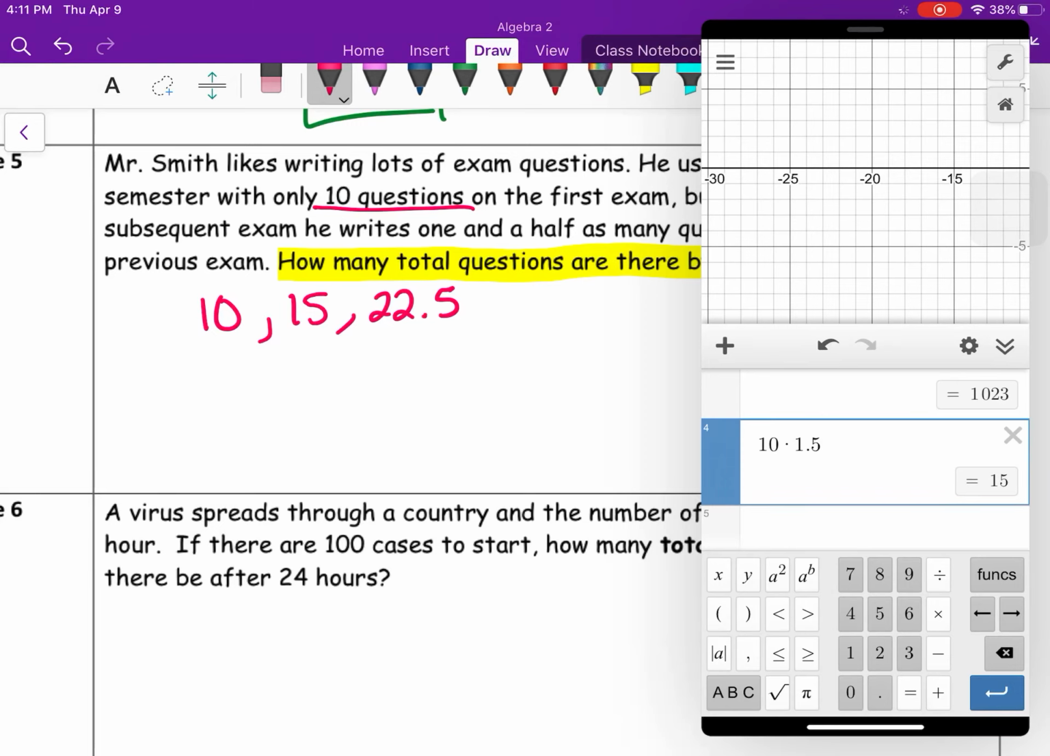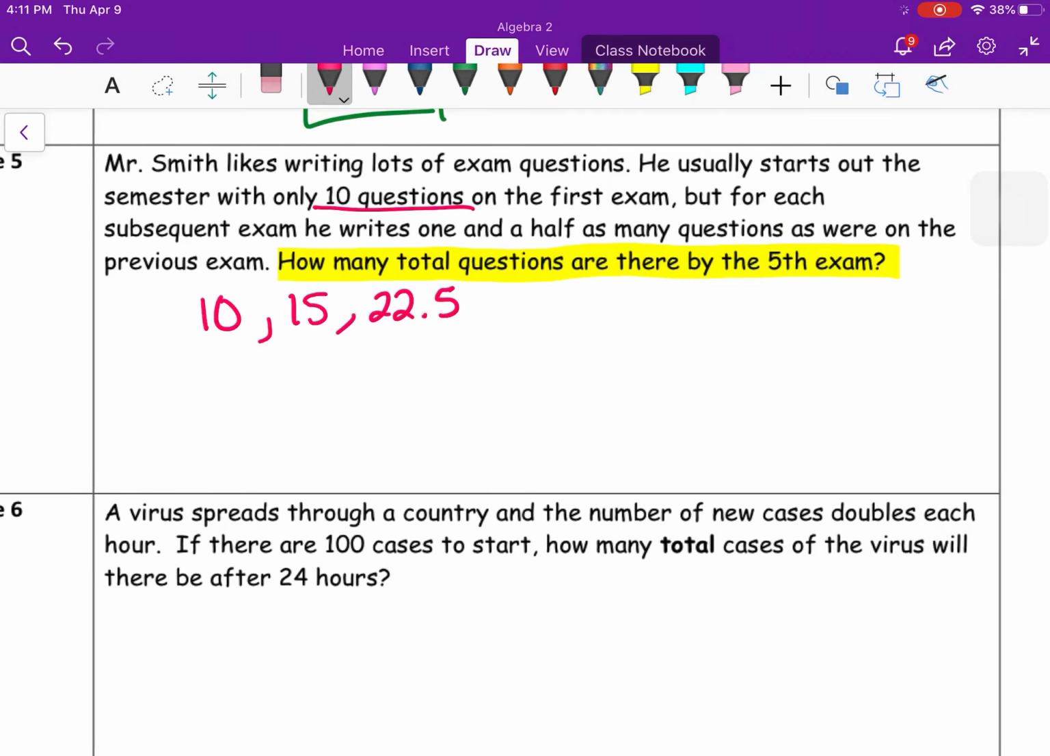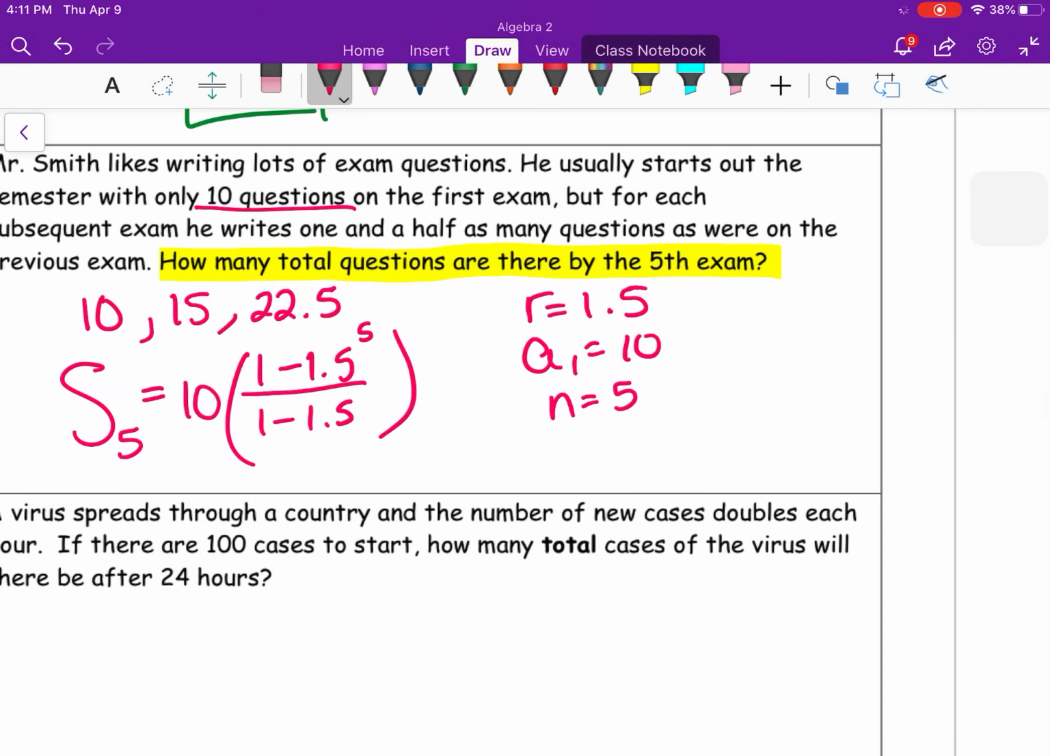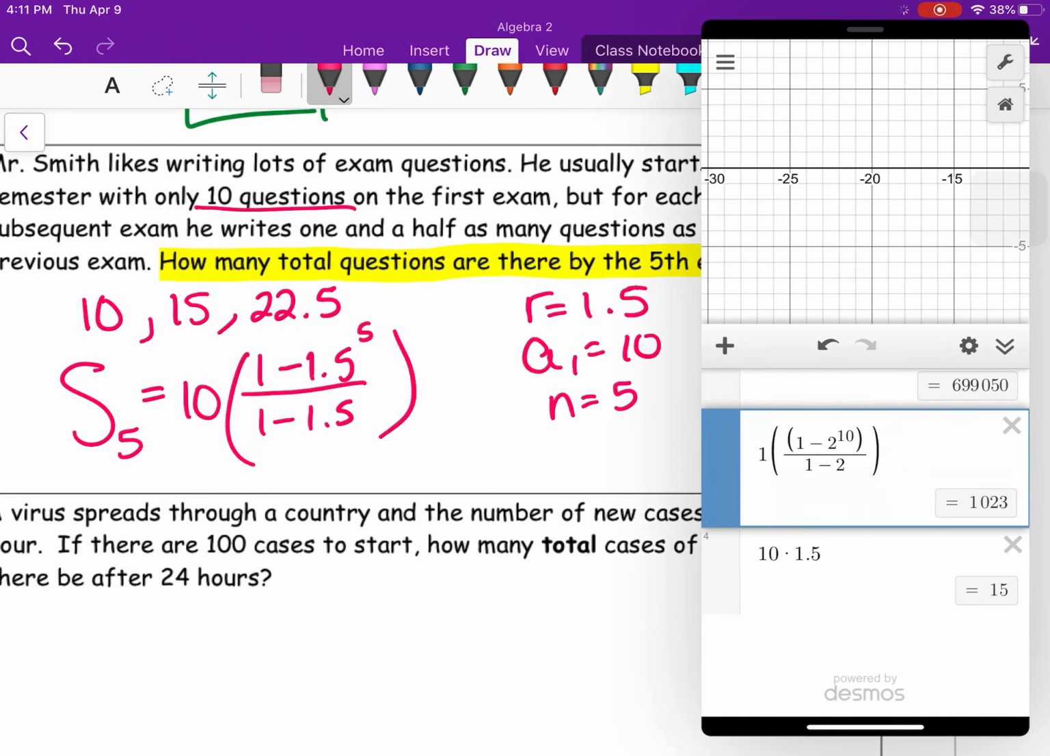So if I'm going to find the sum of the first 5, or the 5th exam, I want to find S sub 5, where R is 1.5 as many, so 1.5. The first term is 10, and then you are finding for 5 test questions. I was going to look it up and make sure I'm right, but I'm pretty sure I'm on the right track here. So A sub 1 is 10, and then 1 minus 1.5 to the 5th power over 1 minus 1.5. This should give me the total number of questions he's written in all 5 exams together.